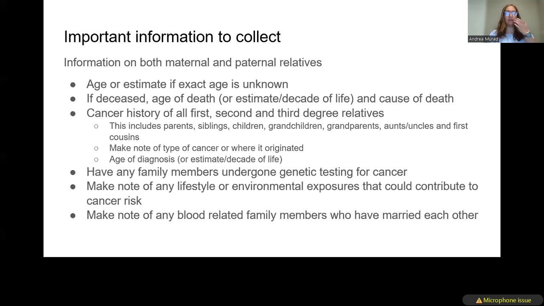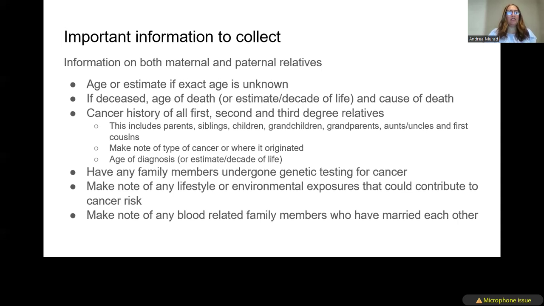When gathering a family history of cancer, it is important to get family history of cancer for all first, second, and third degree relatives, as previously mentioned. This would include parents, siblings, children, grandchildren, grandparents, aunts, uncles, and first cousins. And making note of all types of cancer or where the cancer originated. So it is certainly important to ask about some of the more common cancers like colon, breast, but it is also important to ask about any type of cancer in the family, even if they're more rare cancers.